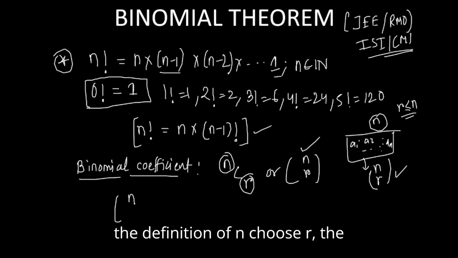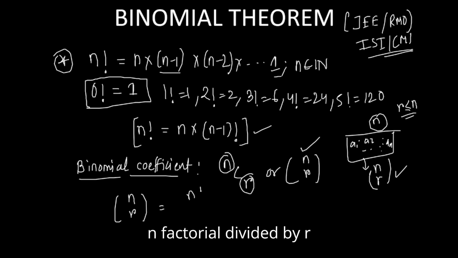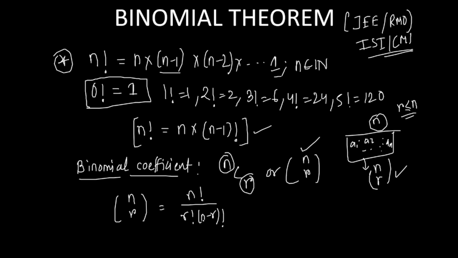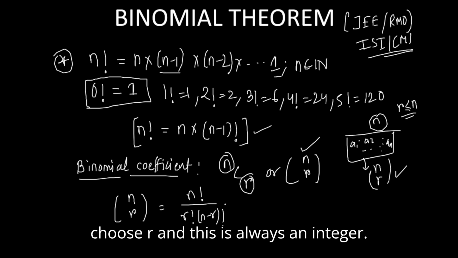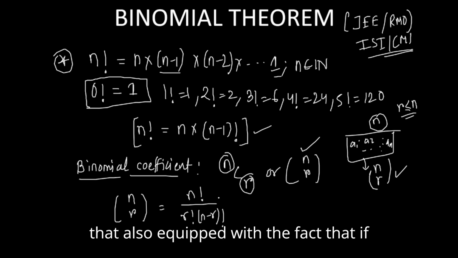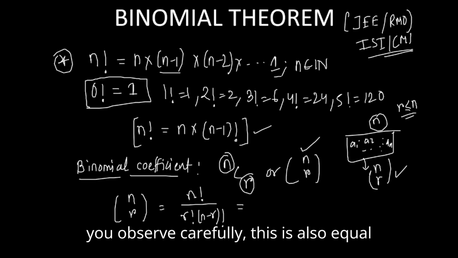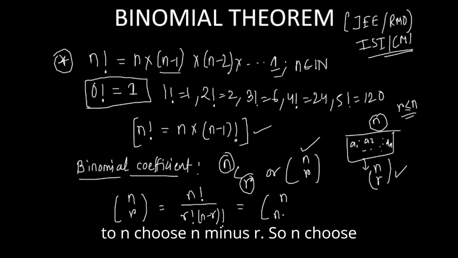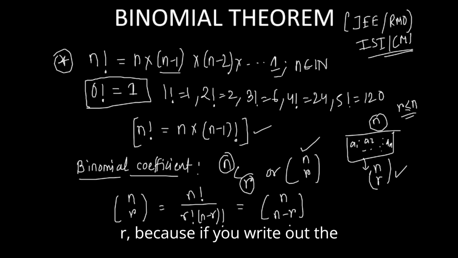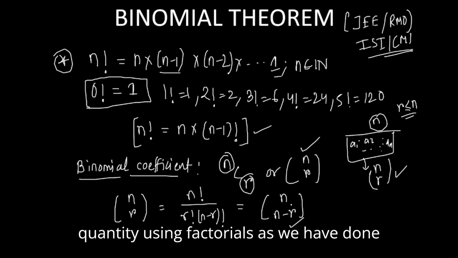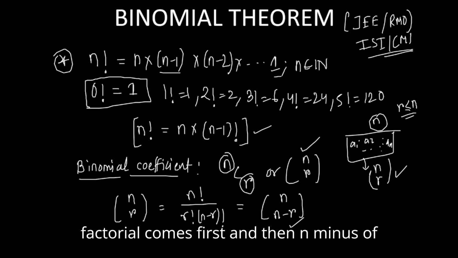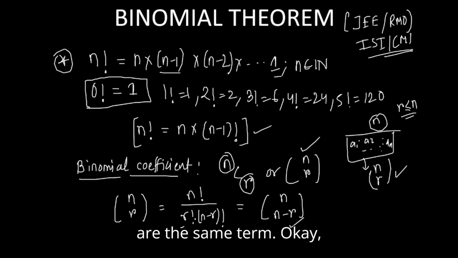The mathematical definition of n choose r is given by n factorial divided by r factorial times n minus r factorial. This is always an integer, since the number of ways cannot be a fraction. Also, if you observe carefully, this is equal to n choose n minus r. So n choose r equals n choose n minus r, because if you write out the value using factorials as we have done here, you can see that n minus r factorial comes first, and then n minus of n minus r becomes r. So they are the same thing.